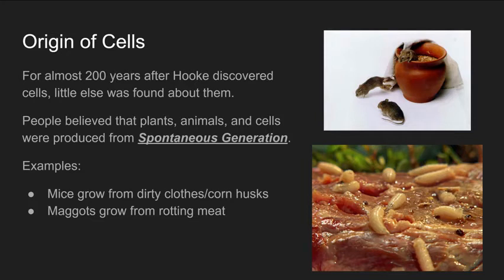So for almost 200 years after Hooke discovered cells, we didn't know a whole lot else about them. We actually believed that there's this thing called spontaneous generation, where animals, plants, cells were just produced out of certain things, like mice would come out of rotting grain, flies and maggots would come out of rotting meat. We didn't know that these things were just coming out of these places because those were great homes for these animals in their early lifestyles. So we just thought life kind of created itself in certain situations, not that it had to come from anything else.